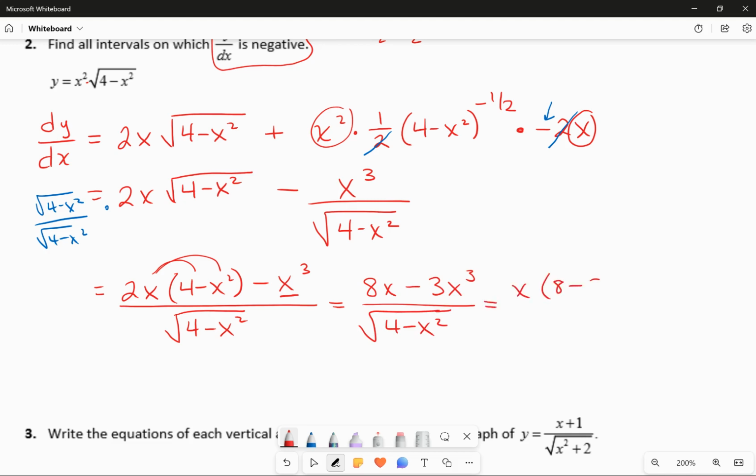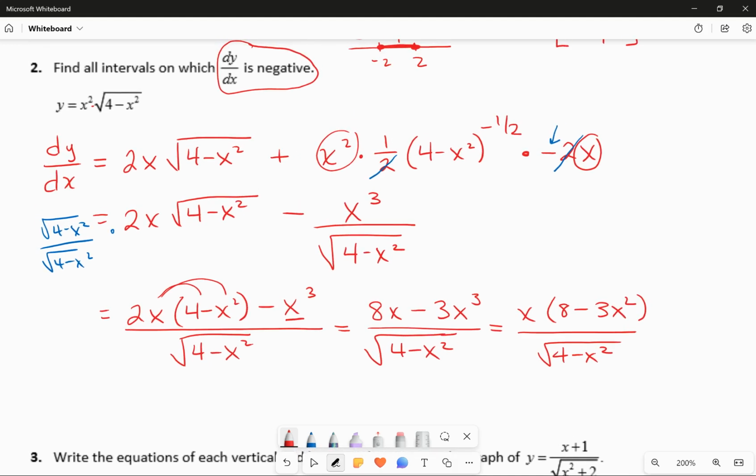So we get 8 minus 3x squared. All right, so now we have completely simplified this as much as we possibly can. And so now we're finally ready to answer the question. So notice the calculus isn't too bad. It's doing all the algebra. That's a lot of work.